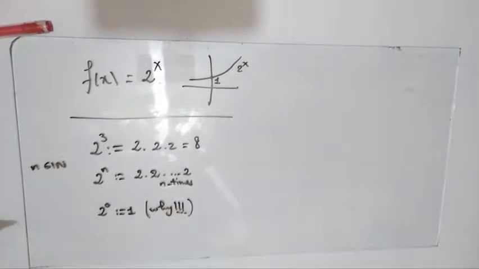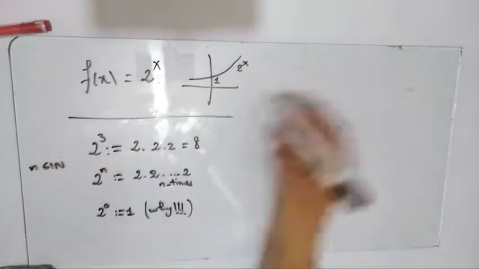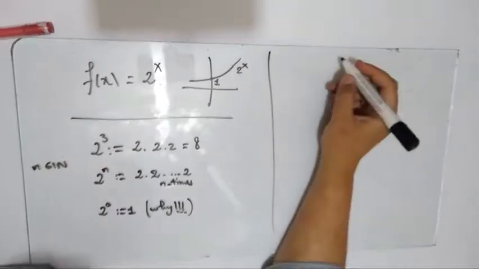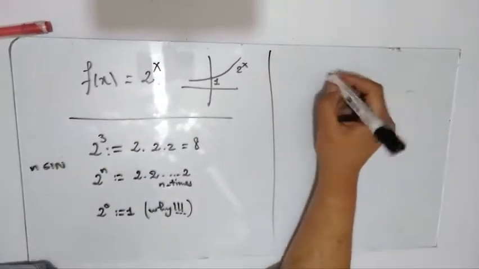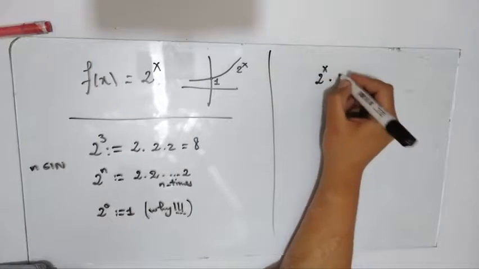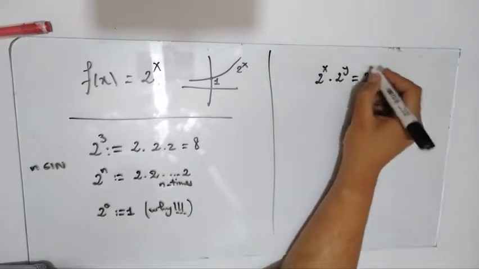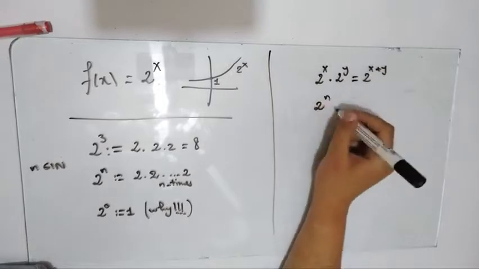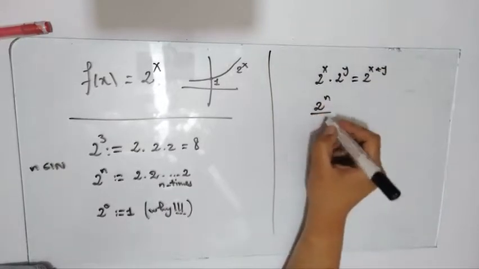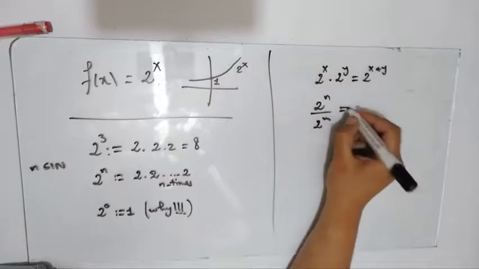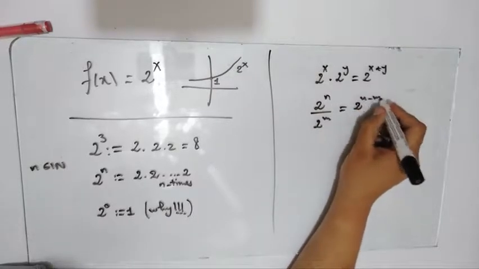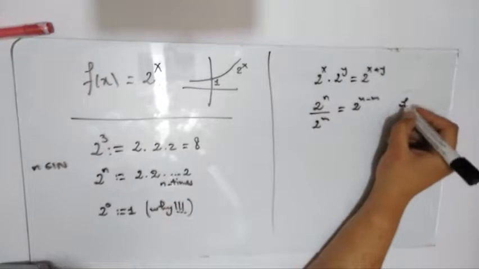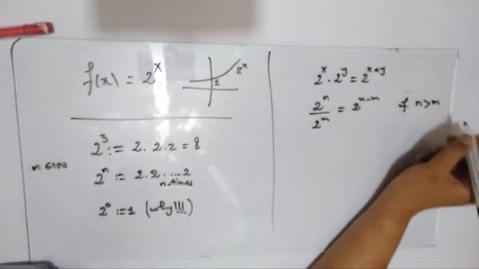For positive integers in exponentiation, we have two main properties. 2 to the power x times 2 to the power y is 2 to the power x plus y, and 2 to the power n over 2 to the power m is 2 to the power n minus m if n is greater than m.